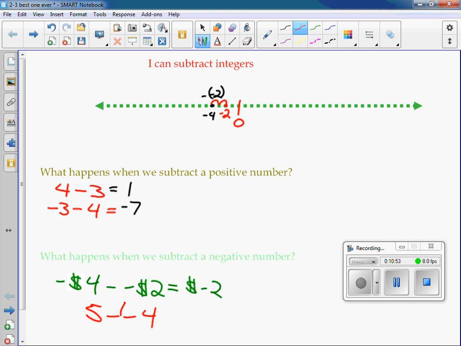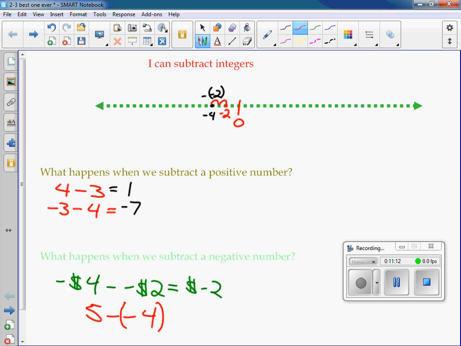I'll put in my parentheses there. What happens when we subtract a negative 4? Yeah, it's going to be 9 because we have to move how many units? We have to move 4 units, but we're moving 4 units to which way because we're subtracting negatives? To the right. So that looks like this.